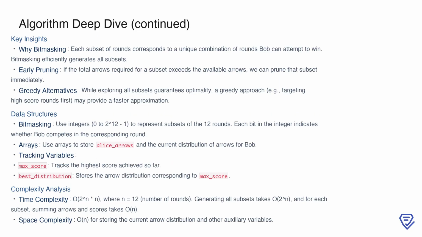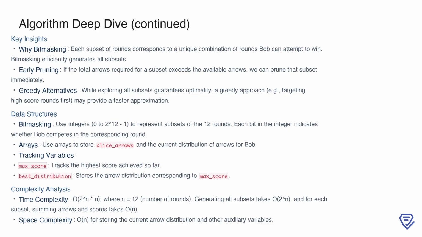The use of bit masking here is key because it allows us to efficiently generate all possible subsets of rounds Bob can compete in. Each subset corresponds to a unique combination of rounds, represented as a binary number where each bit indicates whether Bob competes in the corresponding round. This approach also allows for early pruning.